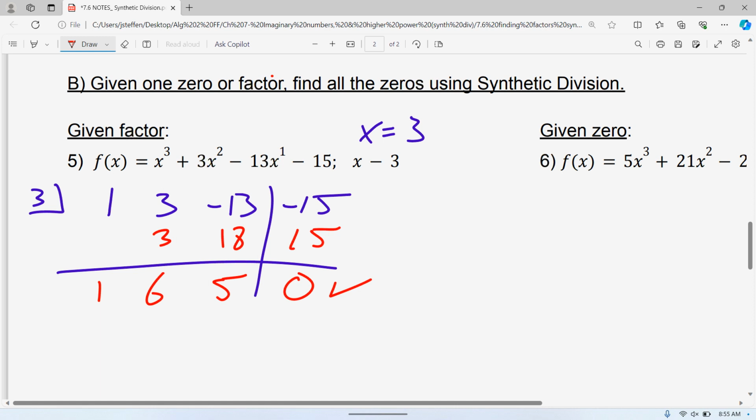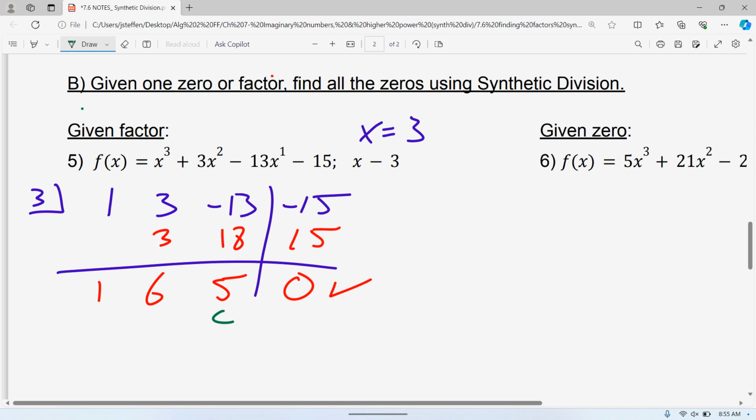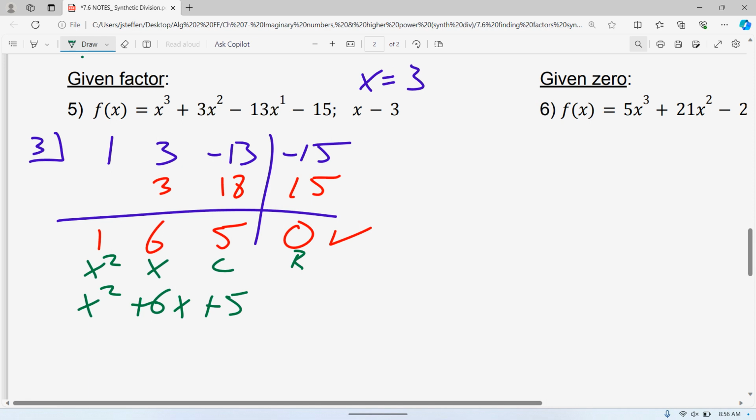So then we are left with, again, if you want to label your remainder 0 or constant, our x and our x squared. So we're left with x squared plus 6x plus 5. That's everything we did Monday. I gave you a factor. We did synthetic division.